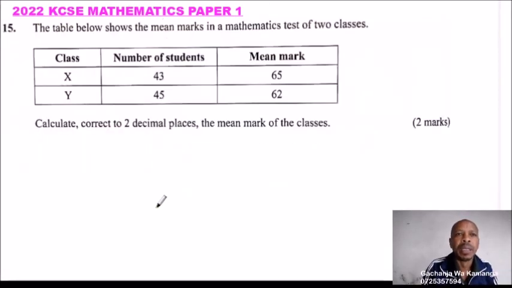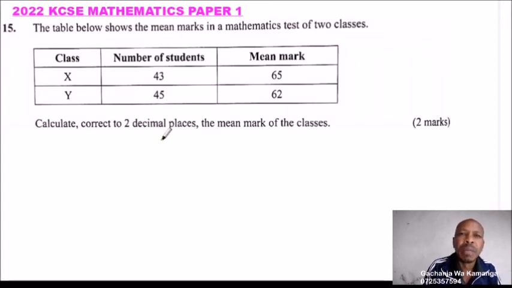Question number 15, 2022 KCSE Mathematics Paper 1. The table below shows the mean mark in a mathematics test of 2 classes. We have a table here. The first column is classes, class X and Y. The number of students: X had 43, Y had 45. Mean mark was 65 for X and 62 for Y. Calculate, correct to 2 decimal places, the mean mark of the classes.